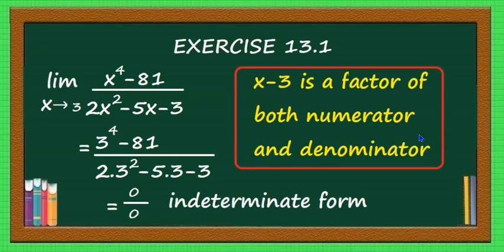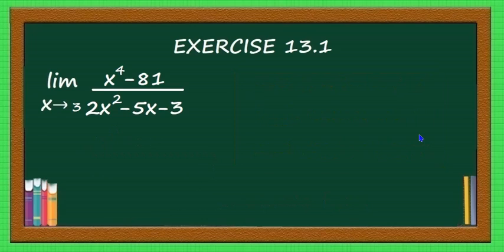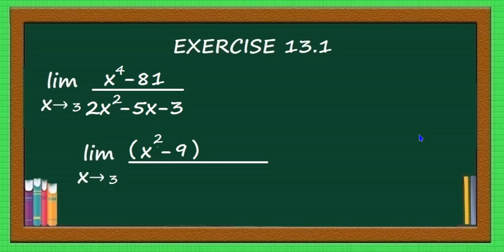And we can observe that x minus 3 is a factor of both numerator and denominator. And this we will use for factorizing the numerator and denominator in the next step. And next step is just here, you have to factorize this, and this is equal to limit x tending to 3, x to the power 4 minus 81 can be written as x square whole square minus 9 square, that is x square minus 9 into x square plus 9.